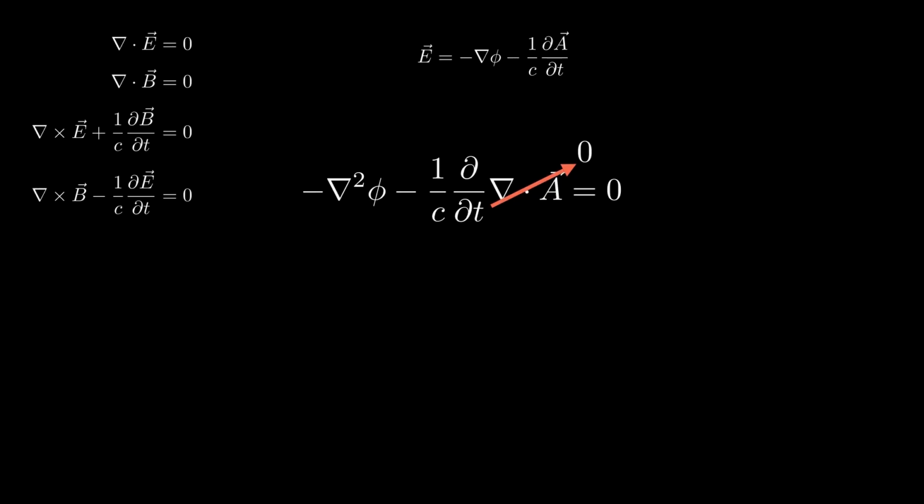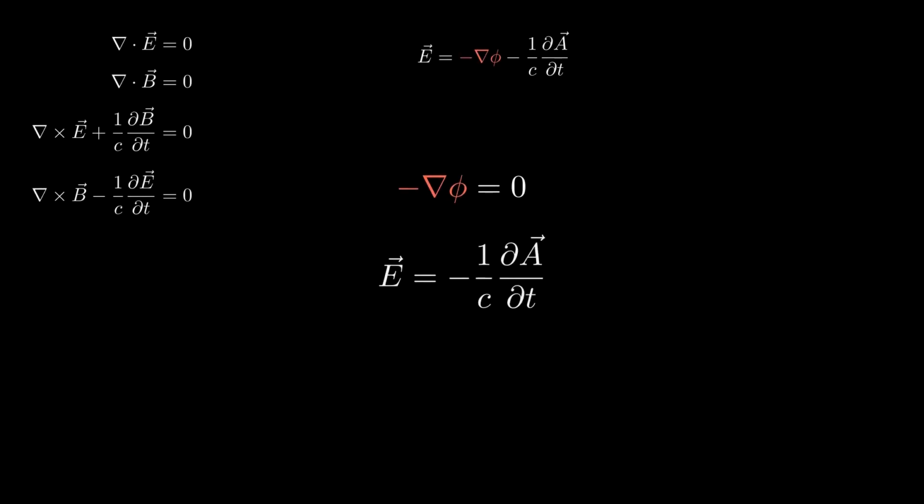This freedom allows us to choose conditions, called gauges, that simplify calculations. The Coulomb gauge is one such choice. It requires that the divergence of the vector potential vanish. That is, del dot A equals zero. Continuing along, we get that the negative gradient of phi equals zero. Substituting this into our electric field expression, we see that the electric field is now only determined by the vector potential.